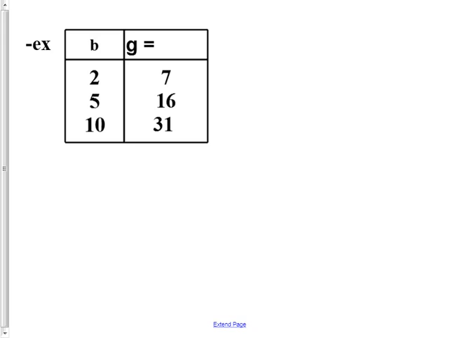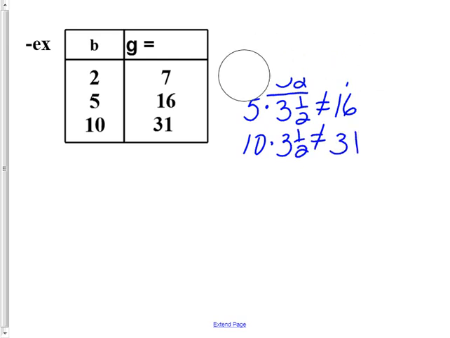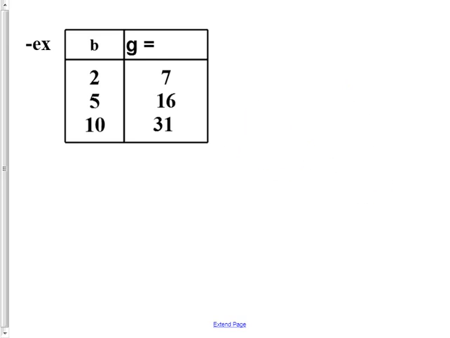So then we might start thinking, must be a multiplication. Well, if we do that, we're going to do 2 times 3 1/2. And we could have done 7 divided by 2 to figure out that it was times 3 1/2. That would have helped us. But then when we start looking, 5 times 3 1/2 doesn't equal 16, and 10 times 3 1/2 doesn't equal 31. Well, so now we've tried all the things that would be the easiest, just a single step equation. So we've got to think of something else.